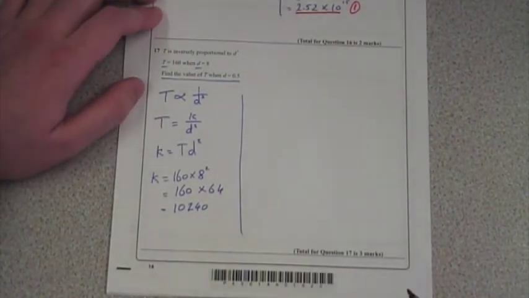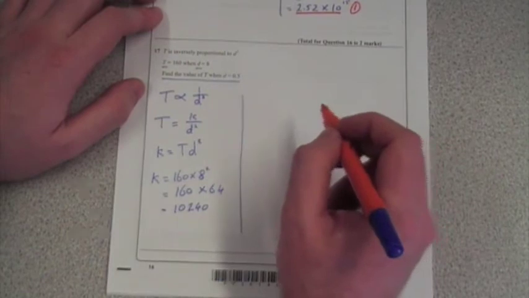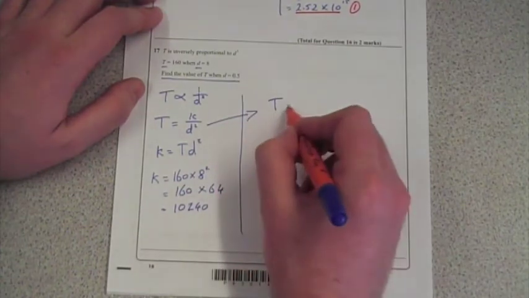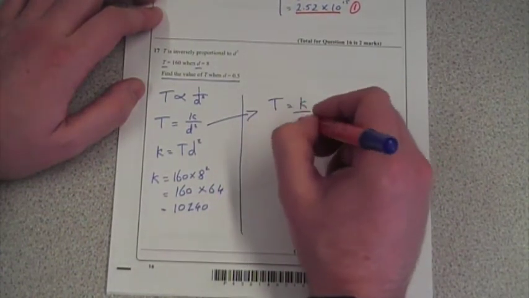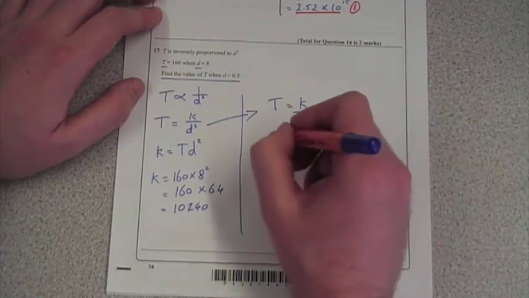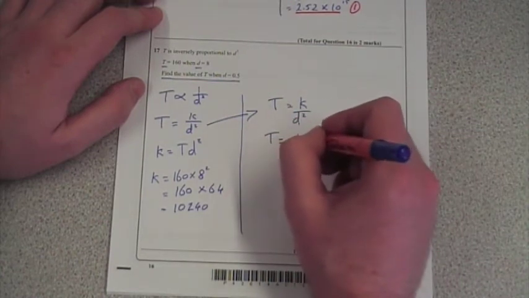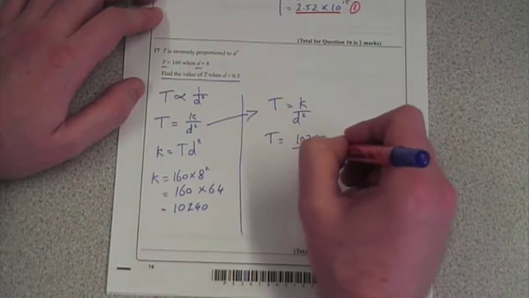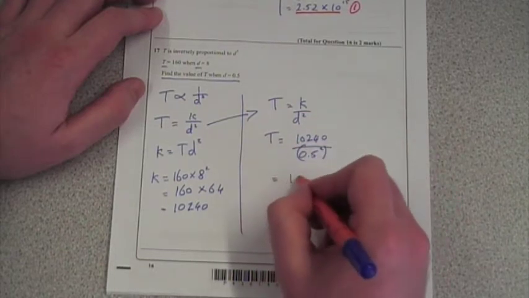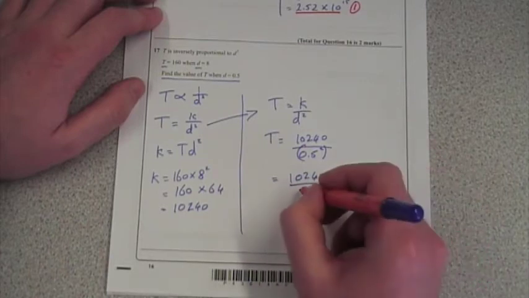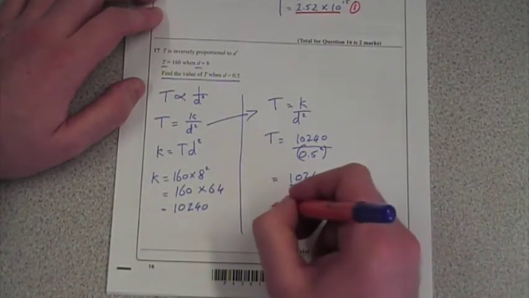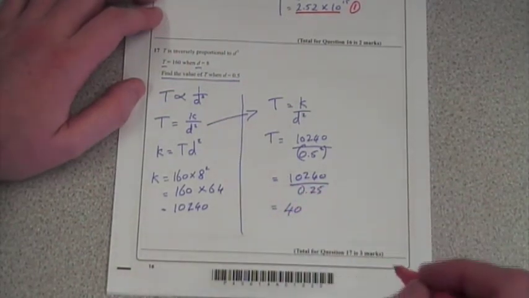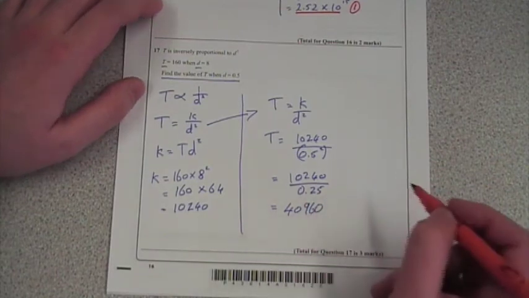The next little bit, just to take it home, is t, and taking it from here, equals k over d squared. T equals 10240 all over 0.5 squared, equals 10240 divided by 0.25, and that equals 40,960.